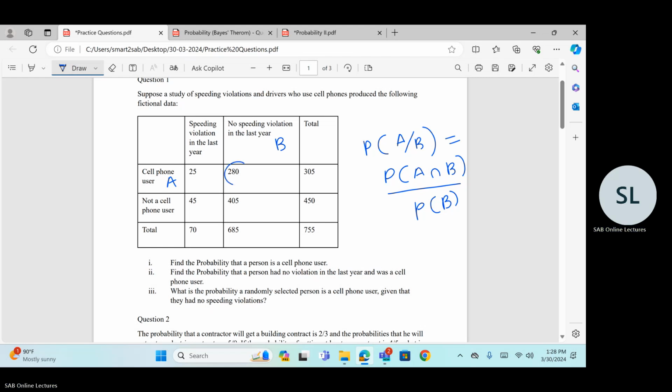This one. Then how to write the probability value? 280 over 755. Numerator is 280 over 755, divided by probability of the event B. What is the probability of the event B? 685 over 755.